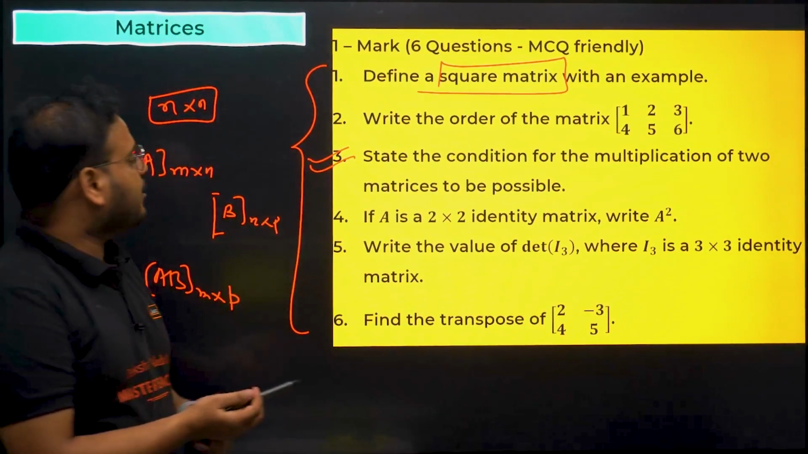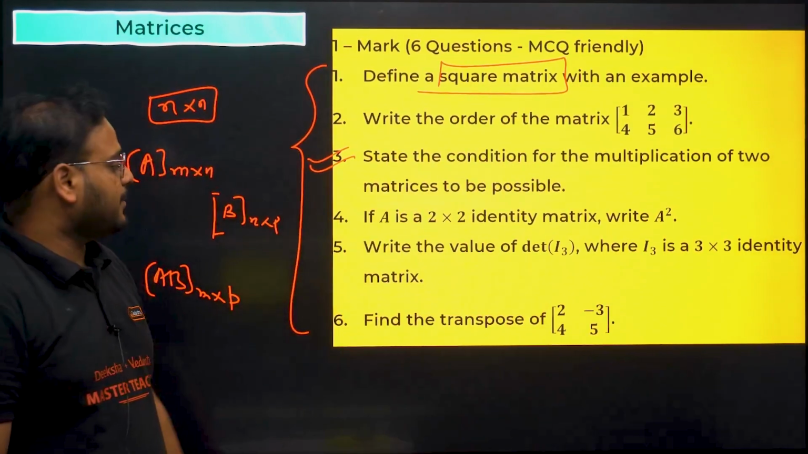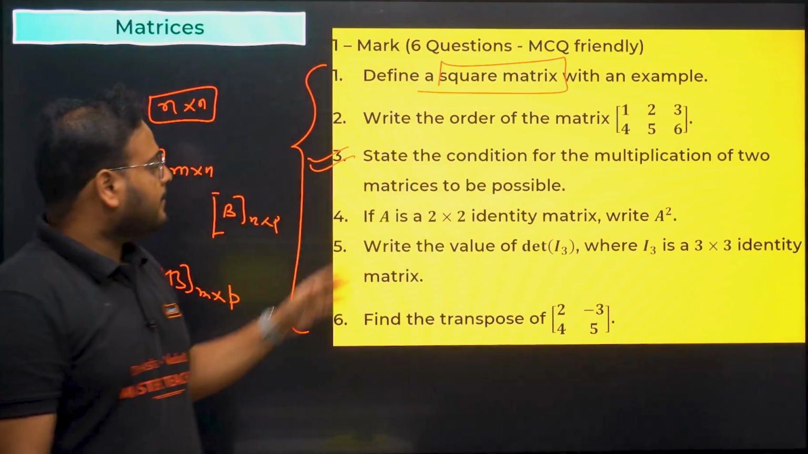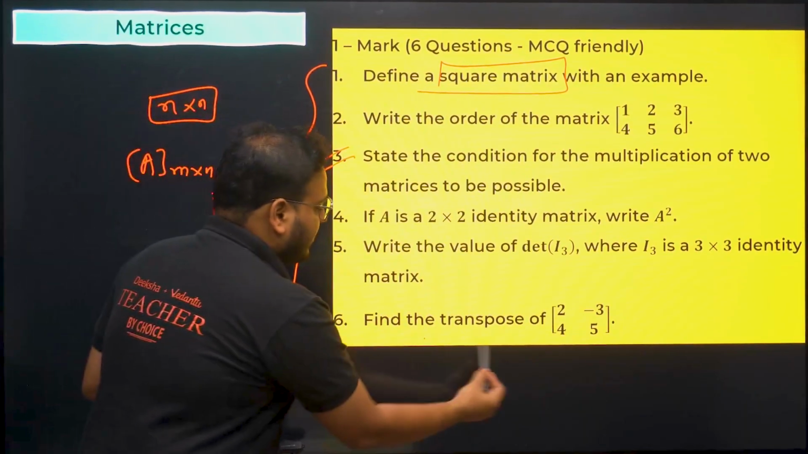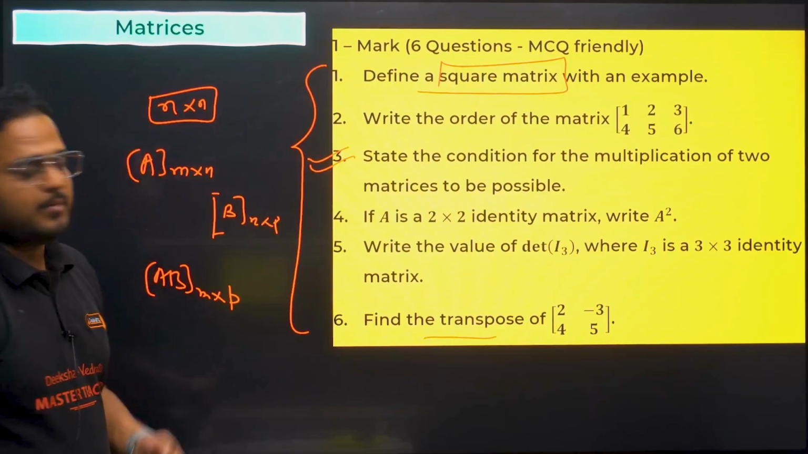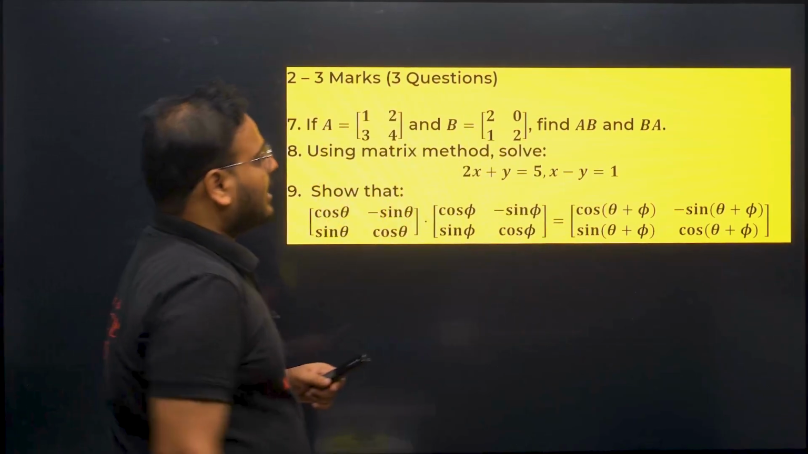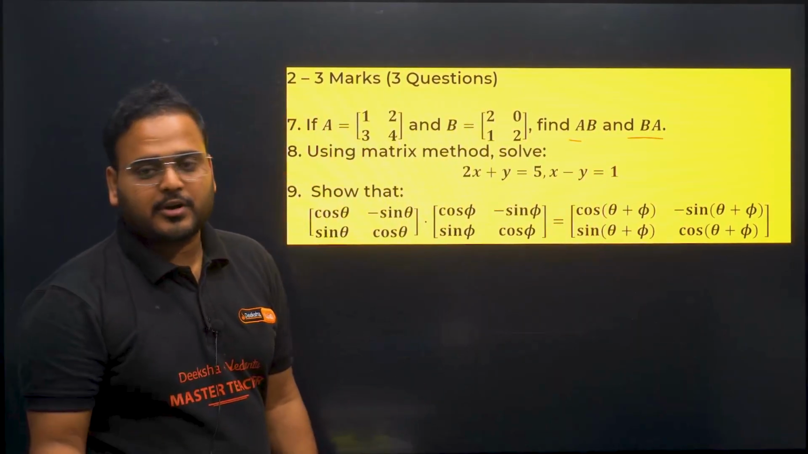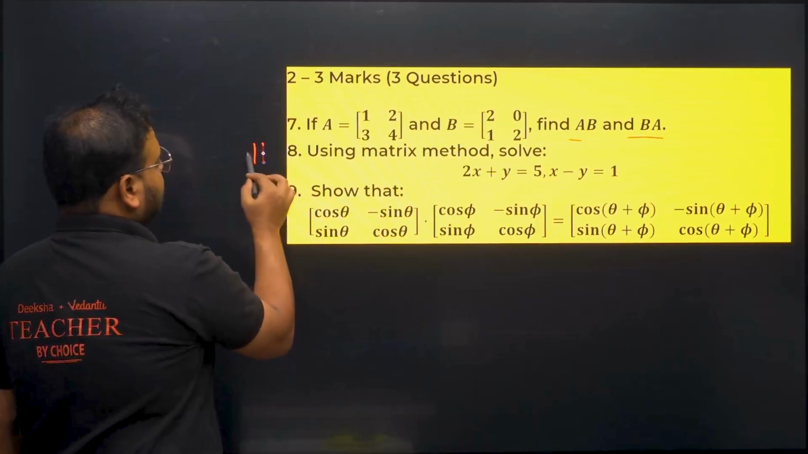So that's why I'm telling you the condition required for multiplication of 2 matrices also becomes important for the 1 marker MCQ category or fill in the blanks category. Please check, all the 6 questions are very important. Finding inverse and transpose can also be asked in 1 marker. Next we have 2 marker, 3 marker. We have given here, they ask you to multiply AB and BA. Basically matrix multiplication is an important topic. Then is finding the inverse.